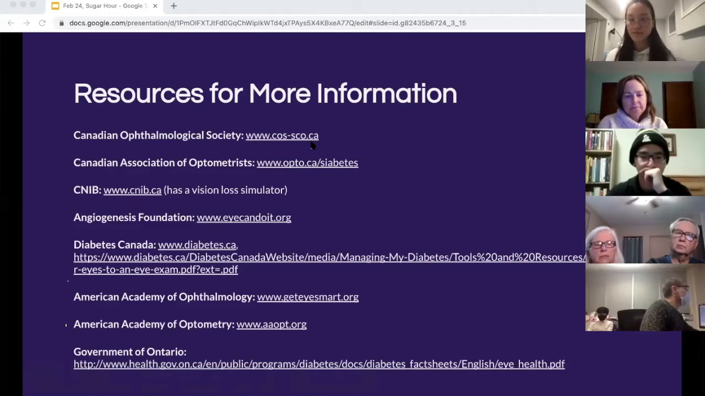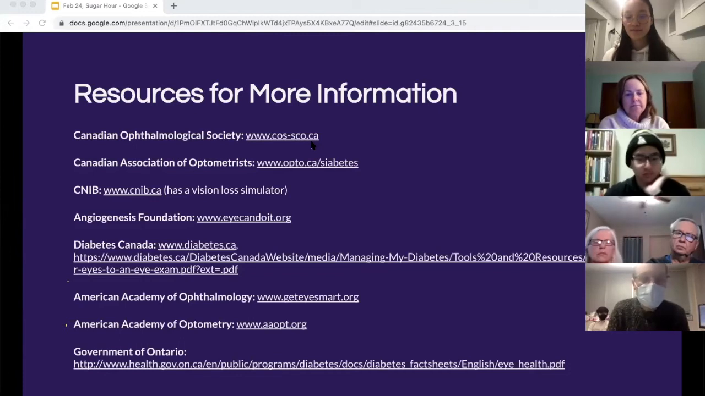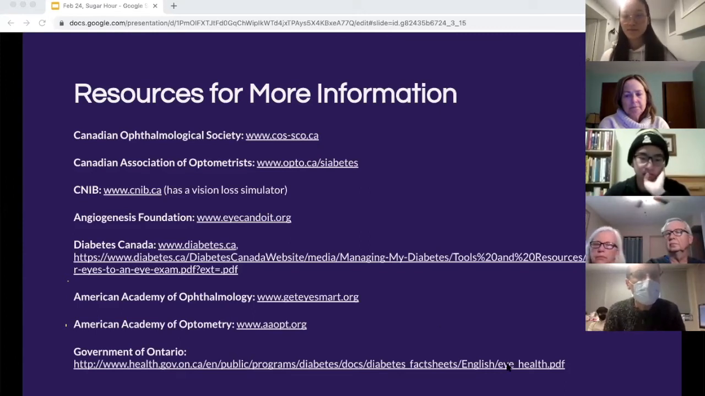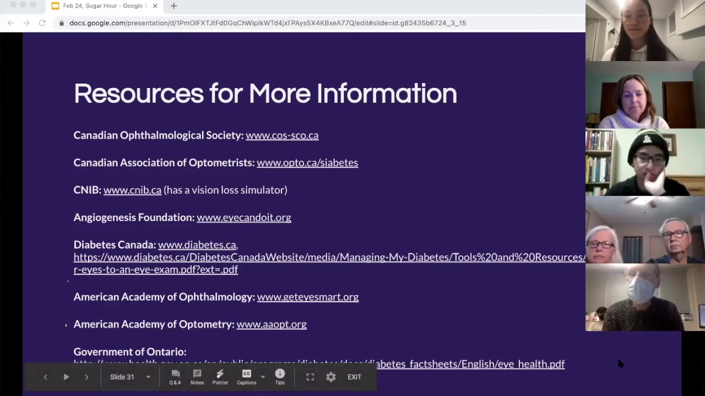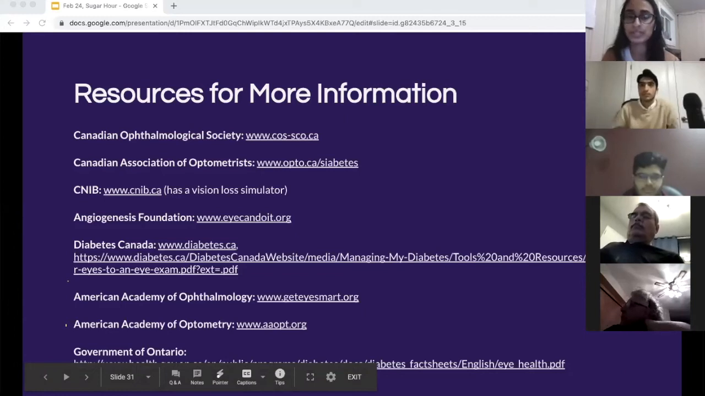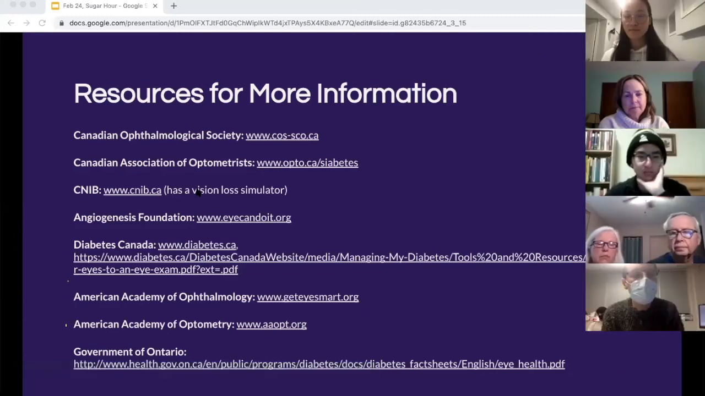the Government of Ontario. The two links that are here for Diabetes Canada and the Government of Ontario are actually PDF documents where they go through every aspect of diabetic eye disease and what you need to look for. So if you're ever looking for additional information, these are great resources to look to because they really break down what's covered, what's expected, and what you need to do to actively manage your disease and your condition.